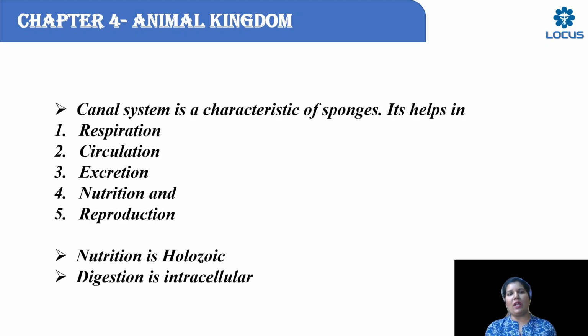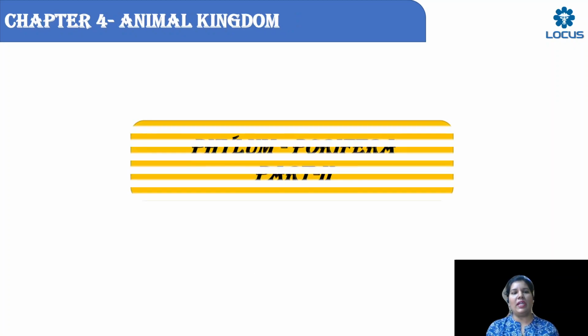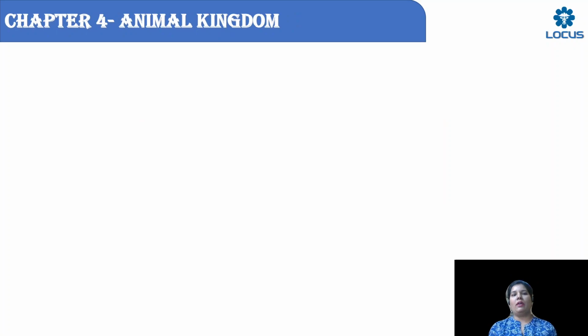That is holozoic. Now, when it comes to sponges, sponges don't have a digestive system. How does it happen? See, digestion is intracellular, the second point says. That means what? The cells, like the choanocytes, would take in the food and digest the food within themselves. So you call it holozoic. The digestion is happening inside the organism and the food is getting into the cell, that is intracellular. That is what is holozoic and intracellular kind of digestion. Thank you.